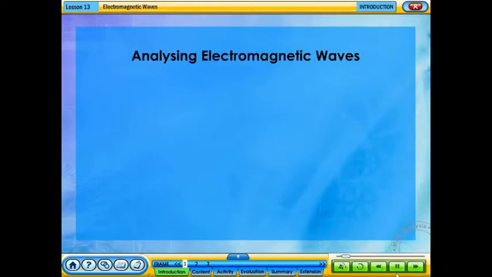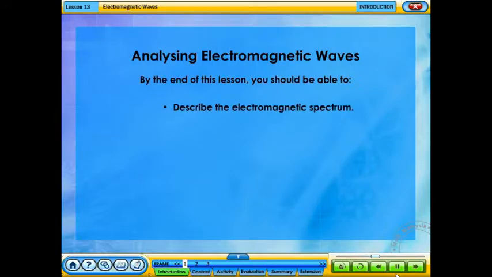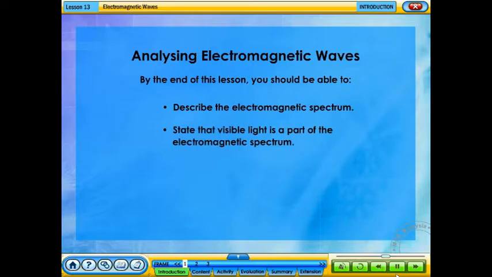Analyzing electromagnetic waves. By the end of this lesson, you should be able to describe the electromagnetic spectrum, state that visible light is part of the electromagnetic spectrum, and list sources of electromagnetic waves.